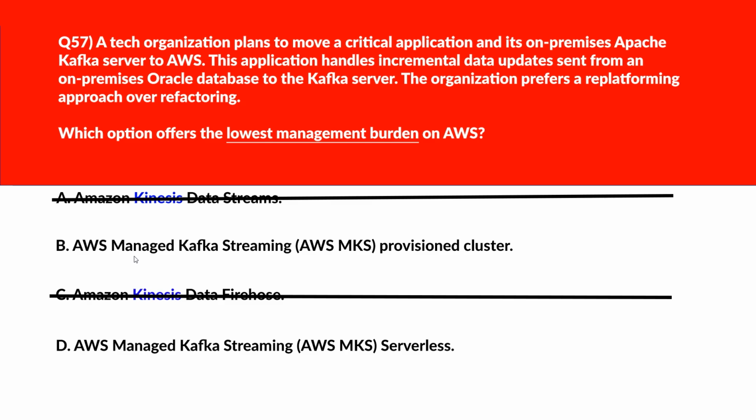B says AWS managed Kafka streaming, known as AWS MSK, provisioned cluster. AWS managed Kafka streaming requires the user to manage the provisioned infrastructure, which increases the management overhead. Therefore, again, wrong choice. Now let's move to option D. D says AWS managed Kafka streaming, AWS MSK Serverless. This option offers the lowest management burden because it is a serverless solution, meaning AWS handles the scaling, patching, and other infrastructure management tasks. That being said, option D is the right answer.